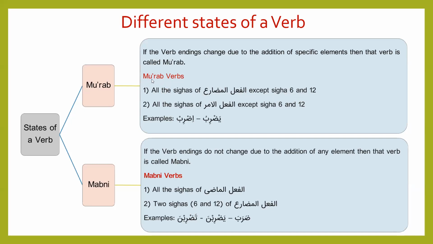So sigha number 1, 2, 3, 4, 5, not 6, 7, 8, 9, 10, 11, not 12, 13 and 14. For example, yadribu, yadribani, yadribuna, tadribu, tadribani. Yadribna will come here. Then tadribu, tadribani, tadribuna, tadribina, tadribani, tadribna will come here. Adribu, nadribu. So all the sighas of fi'l mudari are mu'rab, and we'll see how the fi'l mudari will change, inshallah. Except sigha number 6 and 12.